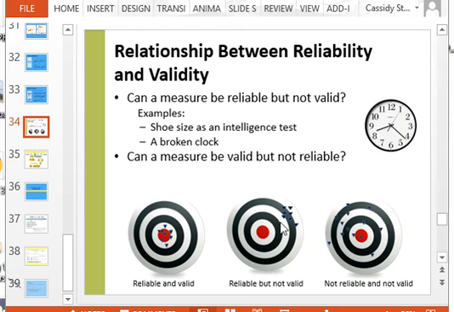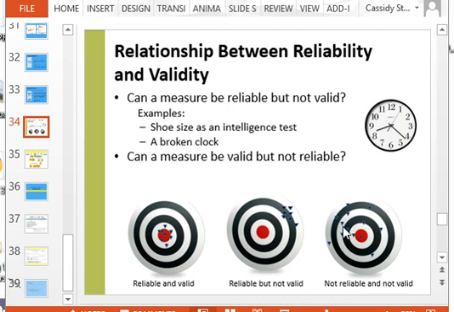So here are some examples. Here is something that is reliable but not valid, where all the measurements are about the same. So it's measuring whatever it is that it's measuring the same way. It's reliable, but it's missing the target. It's not actually valid. It's not measuring what it's supposed to.